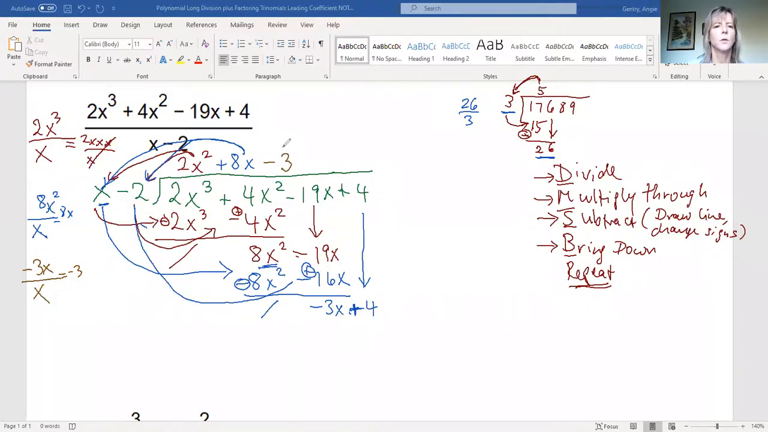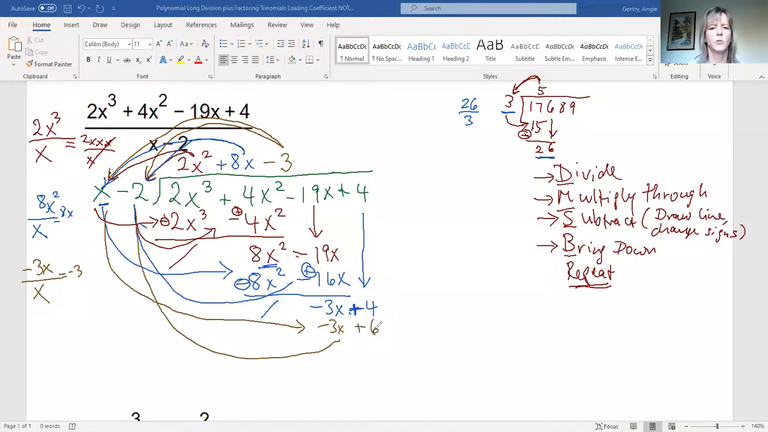What do we do with it? We distribute it back through. You see how this gets very messy, but if you have a system, you're not going to have a problem. Negative 3 times x, negative 3x, negative 3 times negative 2 is positive 6. So what's your signs? Negative times negative is positive. Now you say, I'm going to subtract. So you draw the line and change each sign. And you have negative 3x plus 3x is gone. 4 minus 6 is negative 2. This is your remainder.